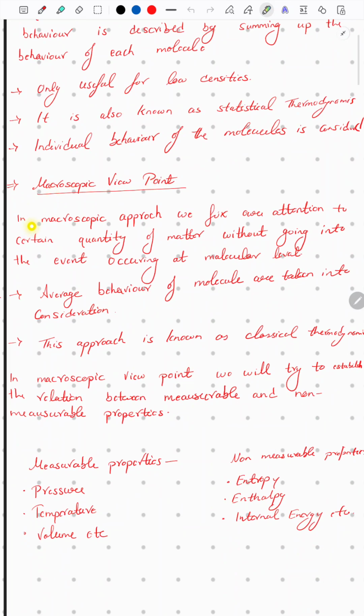The macroscopic viewpoint, on the other hand: in macroscopic we fix our attention on a certain quantity of matter. There is a system, then we fix a smaller certain quantity in the system. We fix our attention on it without going into the events occurring at the molecular level. We are just focusing on a certain part of a system.